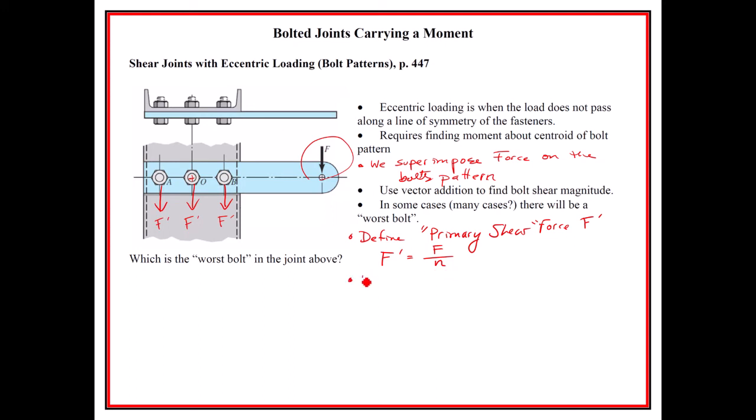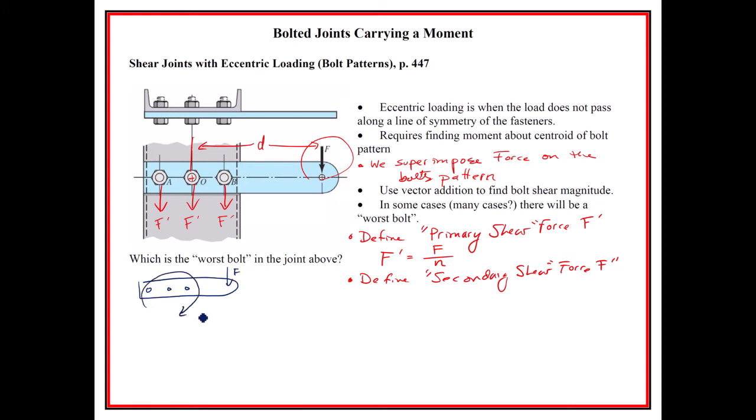And then we define secondary shear. A secondary shear force, F double prime. And F double prime is found by distributing the moment that is caused by this force being eccentric. And I might call some parameter D, which is the distance from the force to the bolt pattern. So it isn't a free body diagram, but it is like we put this force on here. And you notice that the moment is clockwise, which is the same direction as this force is making it go.